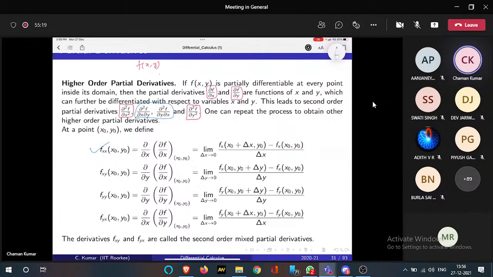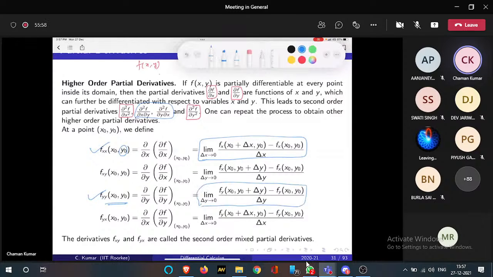You just have to fix the value of y and differentiate this function twice with respect to the variable y. This is the limit definition, so no problem with this one. Similarly, this is also very much clear. Here you treat the variable x as constant and treat this as a function of the single variable y, and differentiate this twice. In terms of limit, you can define this in this way.